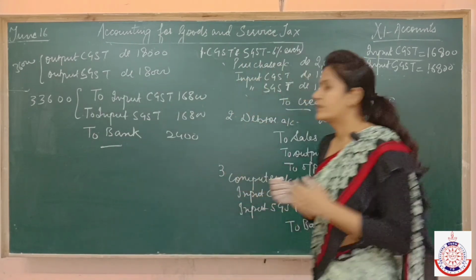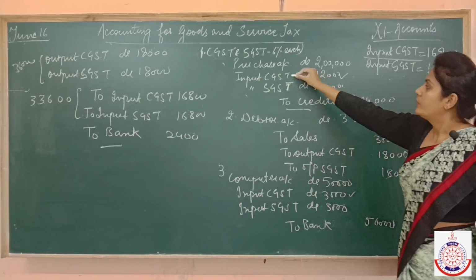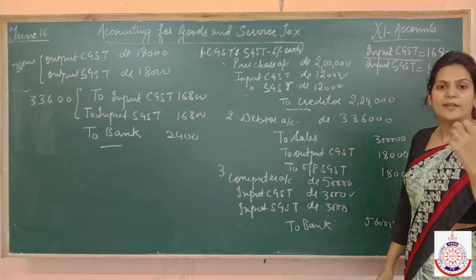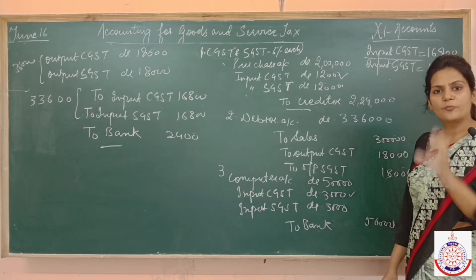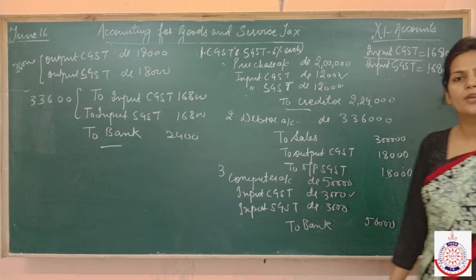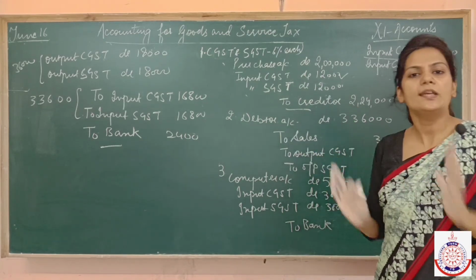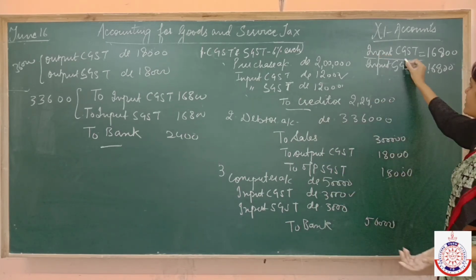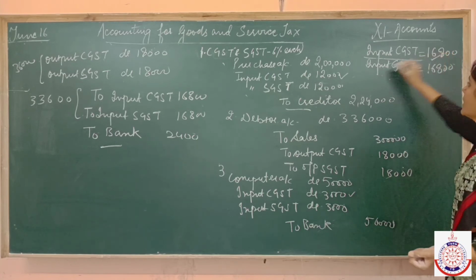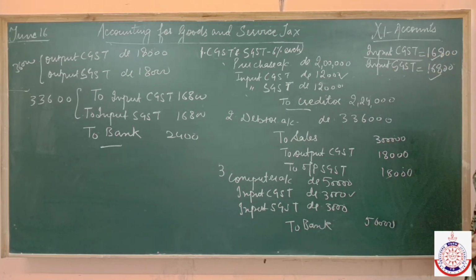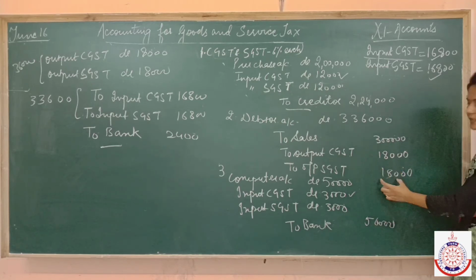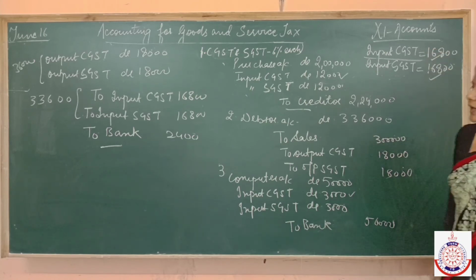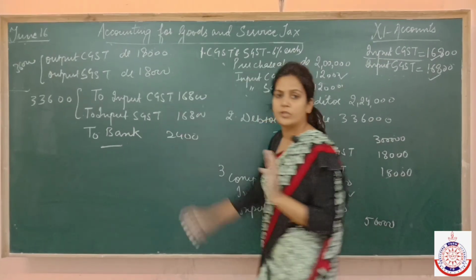I repeat once again, little in short. See, input means the tax which you have paid, and output means the tax which you have collected. Whenever you collect the tax, you will keep that portion of tax, or you will recover the tax which you have paid and deposit the remaining with the government. Now when I check the whole question, input CGST was 16,800 total, and input SGST total was 16,800, and output was 18,000. It means this 36,000 I have collected, and the total of this I have paid. So I will not deposit the complete 36,000 to the government.